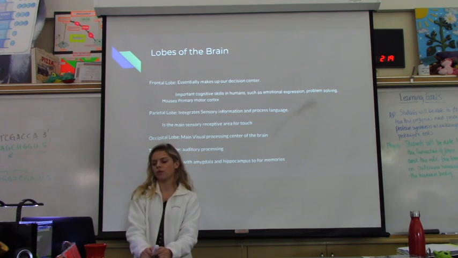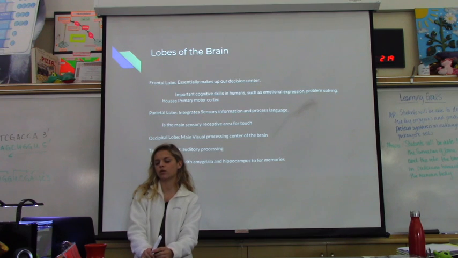The parietal lobe integrates sensory information and processes language. It's the main sensory receptive area for touch. The occipital lobe is the main visual processing center of the brain. And finally, the temporal lobe is auditory processing. It connects with the amygdala and hippocampus for memories.